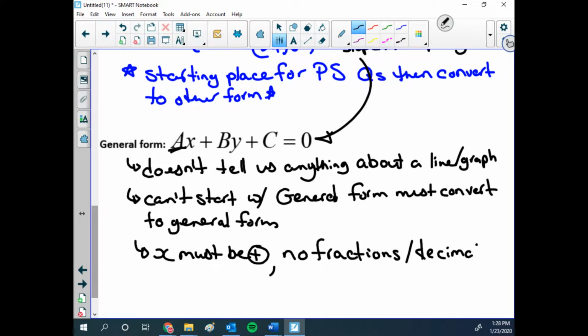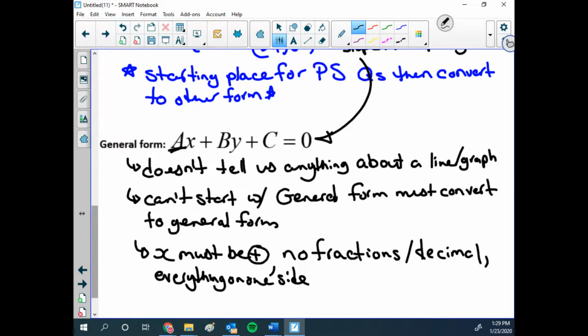And if I look at this general form, it already gives me an indication that everything should be on one side, or everything's going to equal 0. Everything on one side.